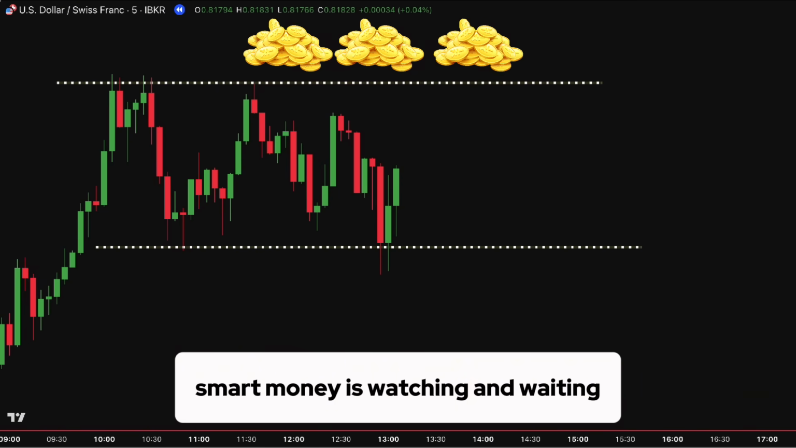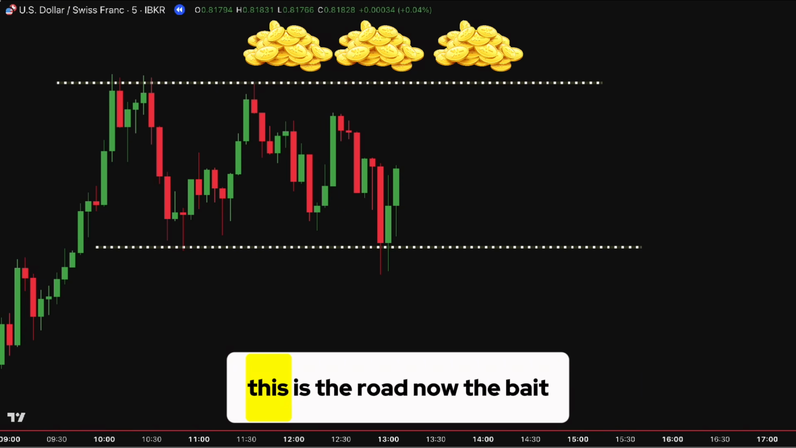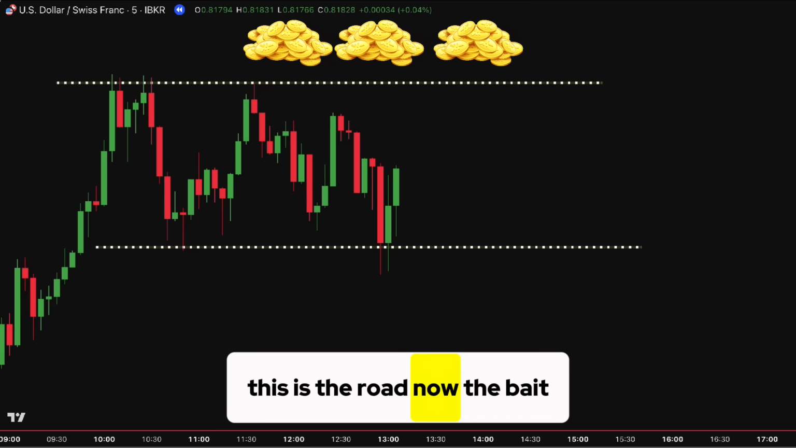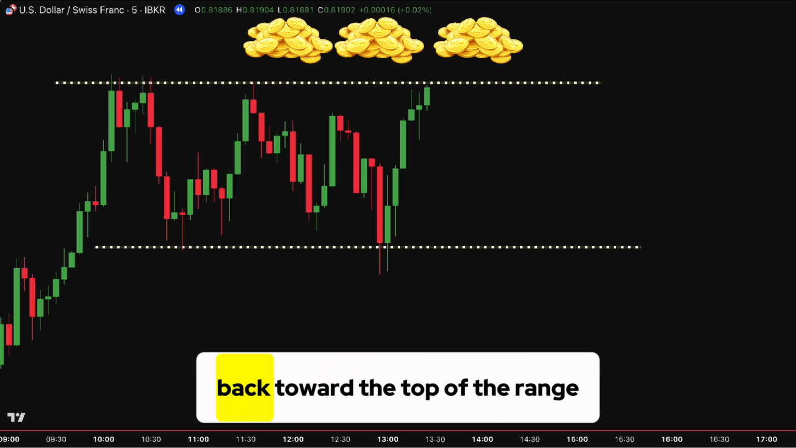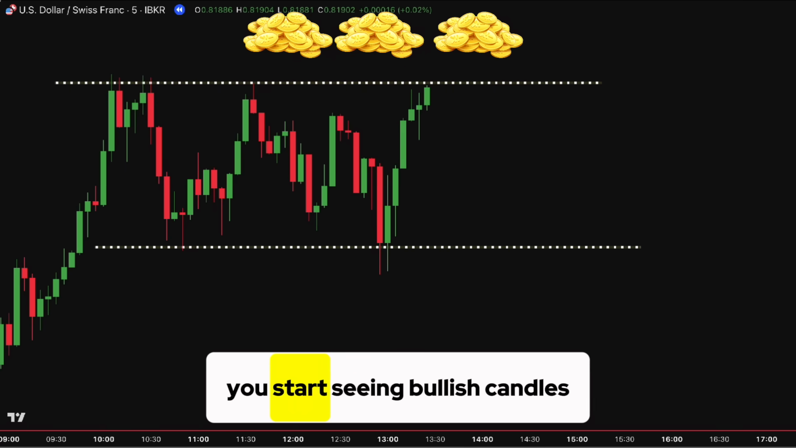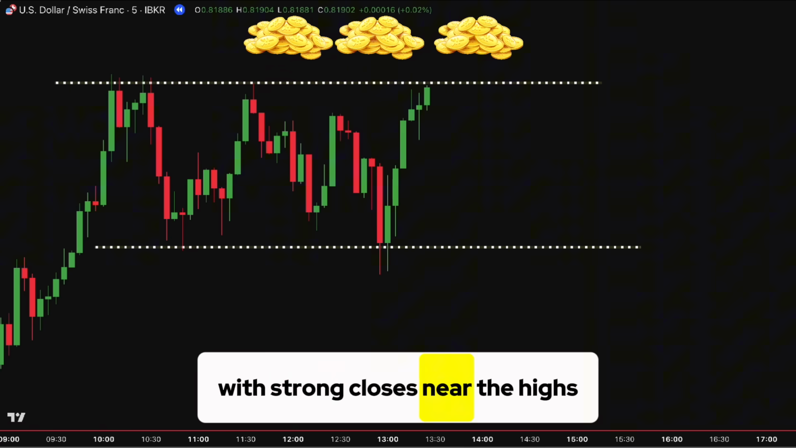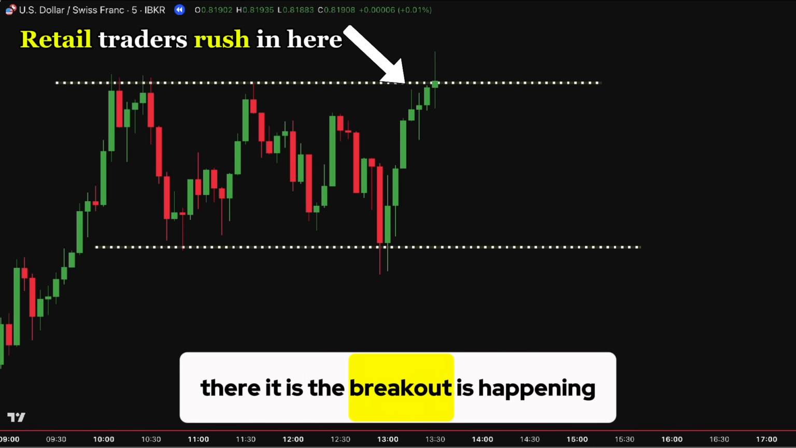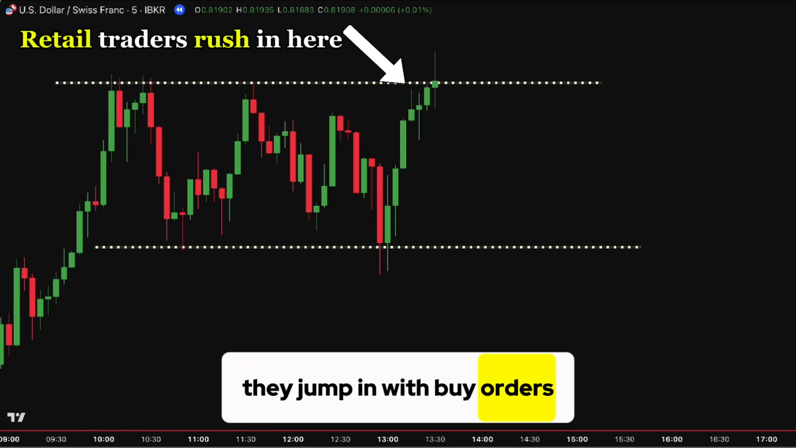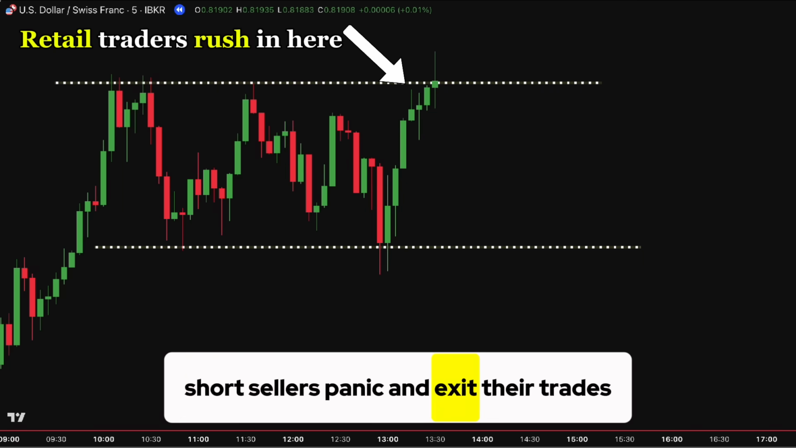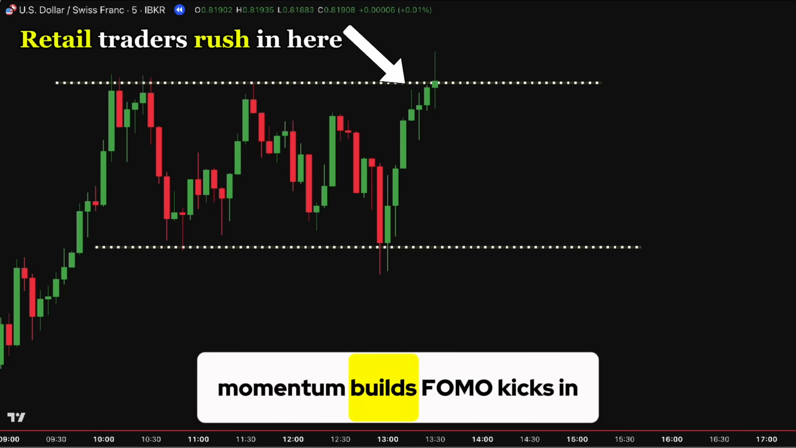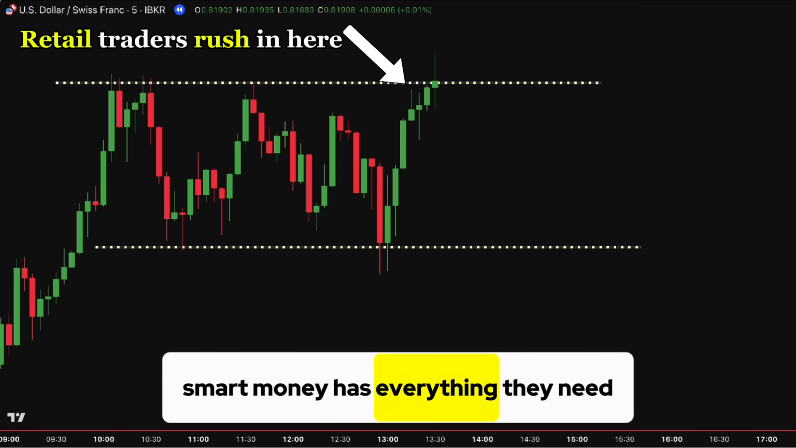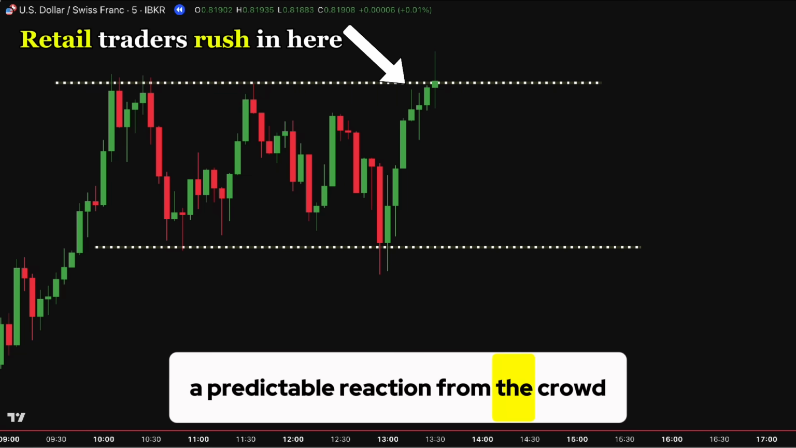Smart money is watching and waiting. This is the road. Now the bait. Price climbs aggressively back toward the top of the range. You start seeing bullish candles with strong closes near the highs. Retail traders react instantly. There it is, the breakout is happening. They jump in with buy orders. Short sellers panic and exit their trades. Momentum builds, FOMO kicks in, smart money has everything they need, a predictable reaction from the crowd.